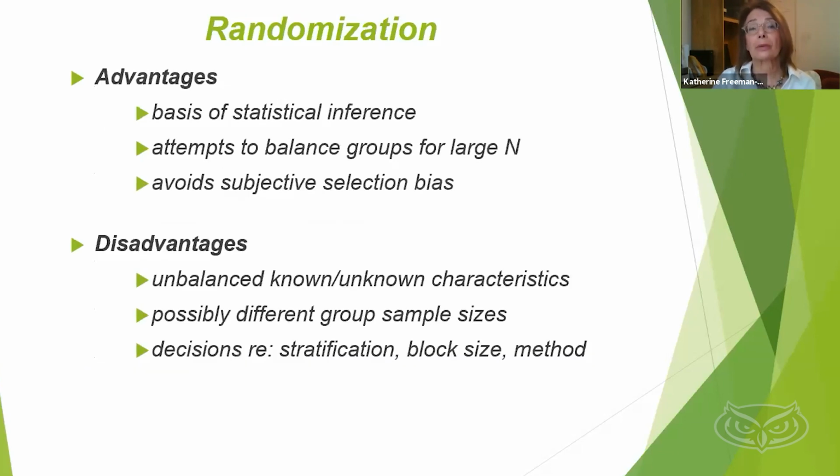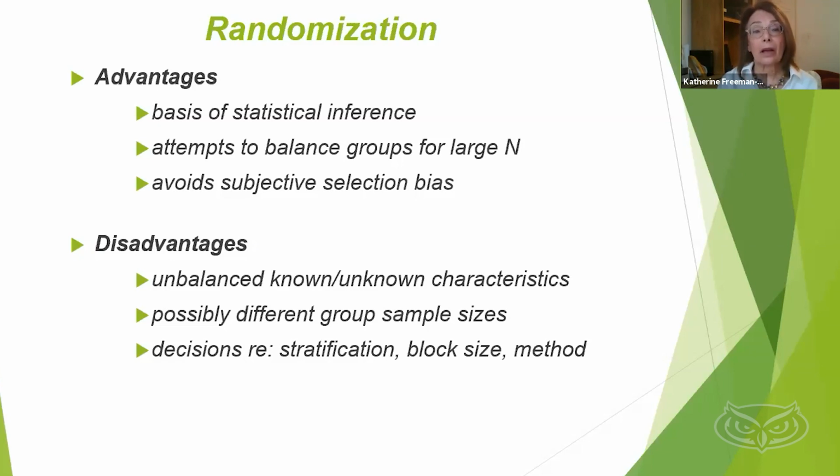Randomization can be done with a random number table or centrally, or a statistician has a program who could help you with that. The advantages: it forms the basis of statistical inference. It attempts to balance the groups. People are always worried about whether the groups will be balanced, but for very large sample sizes, it avoids selection bias.